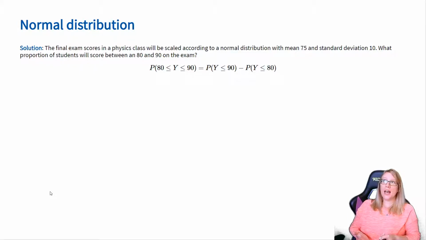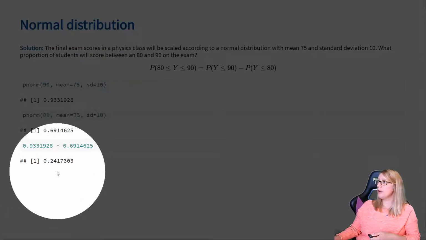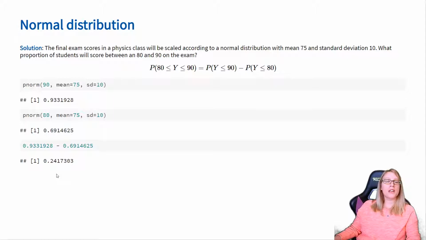Well, in order to find this, remember that we need to take advantage of those cumulative probability functions in R, so we'll break this up into two basically CDFs. So the probability that y is between 80 and 90 is the probability that y is less than or equal to 90 minus the probability that y is less than or equal to 80. We'll calculate those two using the p-norm function. We get a final answer of 0.24. About 24% of students in this class will score between an 80 and a 90 on the final physics exam.